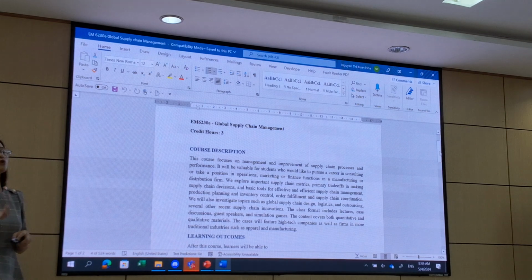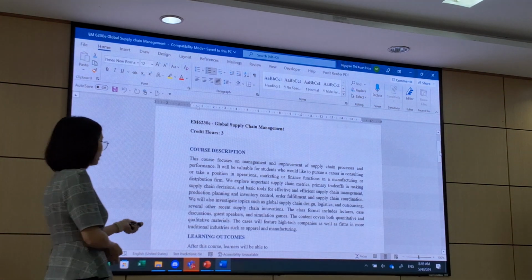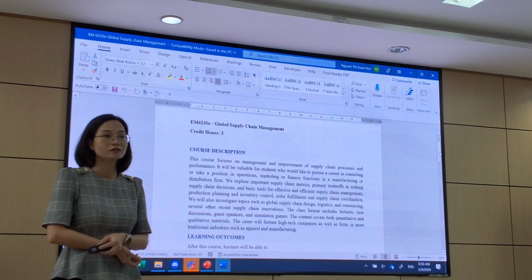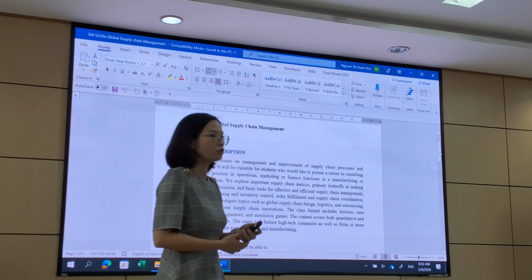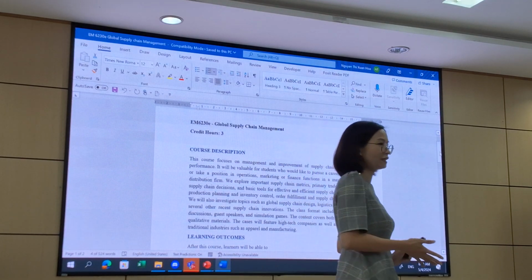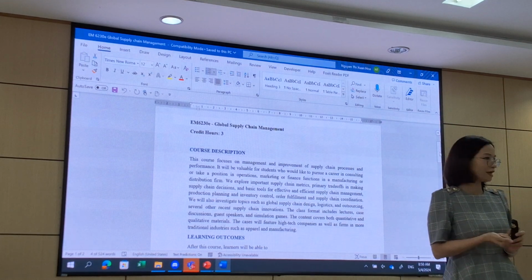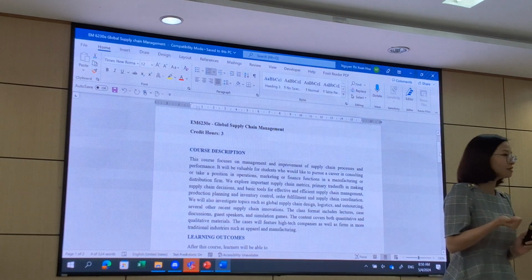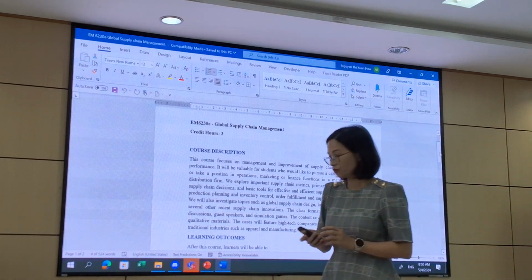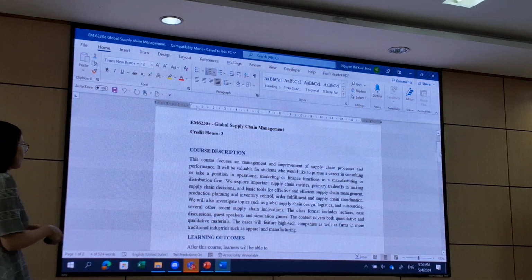Or multimodal, we call the omni-channel distribution. For the traditional distribution, we sell through the physical network. For example, we have a retail network. Nowadays, we might use the e-commerce system, e-commerce platform, right? So these are some innovations in the supply chain.